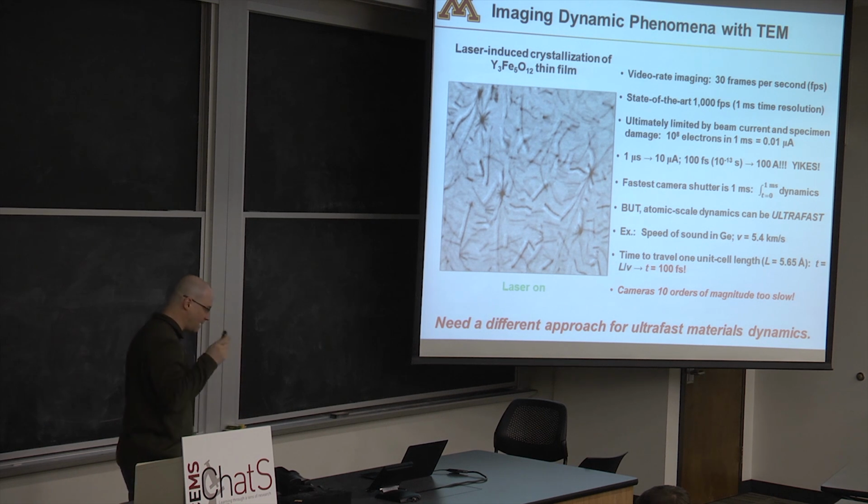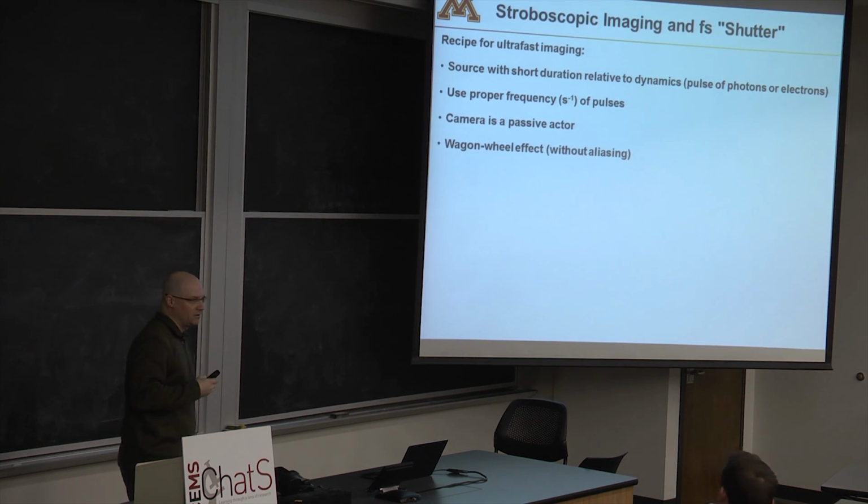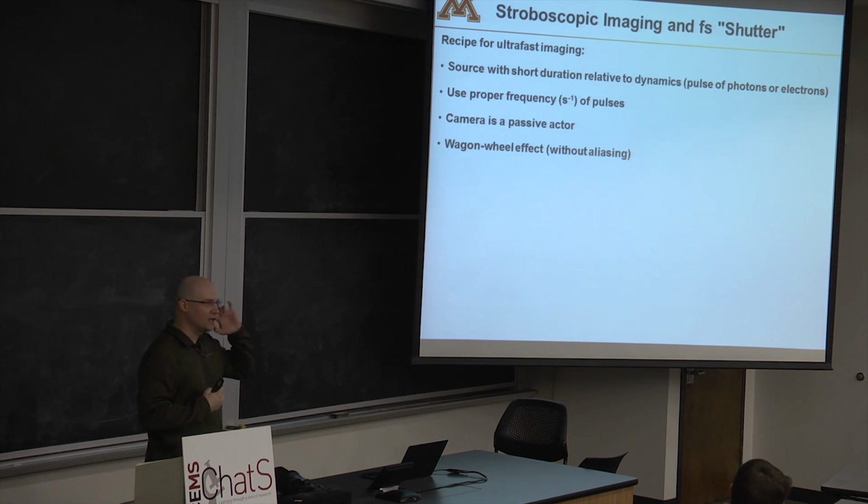Okay, so here is the concept that we need to adopt in order to fix this problem. We've got to think about this in a completely different way. Fortunately, there are a lot of folks that have figured this out with optical cameras and things like that already, and we're just going to take those ideas and apply them to the TEM. There's a recipe for how we do this, and it's called stroboscopic imaging. So strobe light, right? Everybody knows what a strobe light is. We're going to use that concept of a strobe light, and we're going to develop what we're going to call a femtosecond, a very fast shutter. That's the idea. So what's the recipe for doing that?